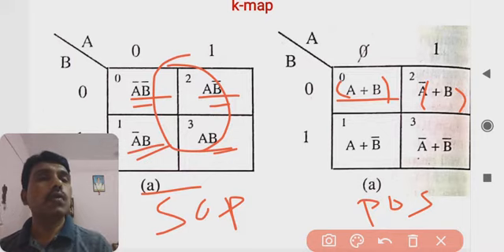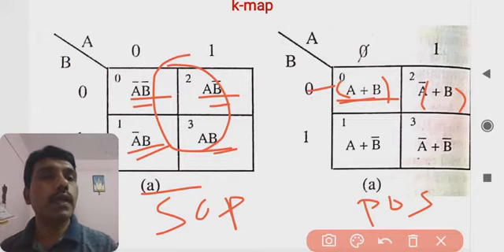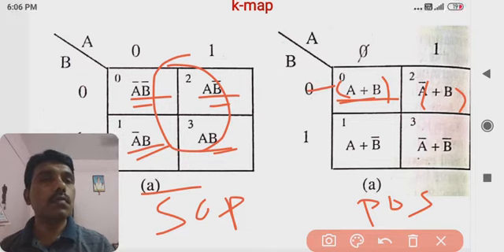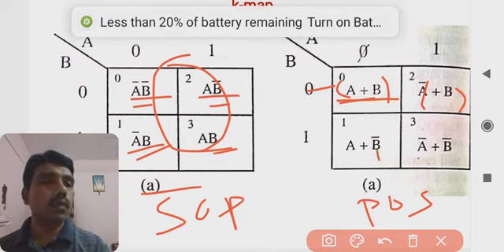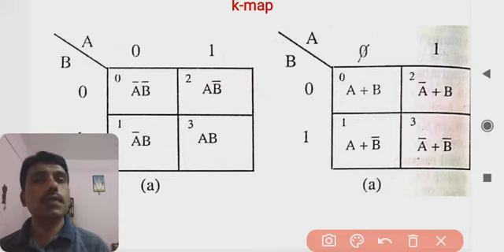And no doubt the assigned values will also change. Here uncomplemented will be 0, that's why A or B, and the complemented will be 1. So this is the difference as far as the POS or the SOP form is concerned.